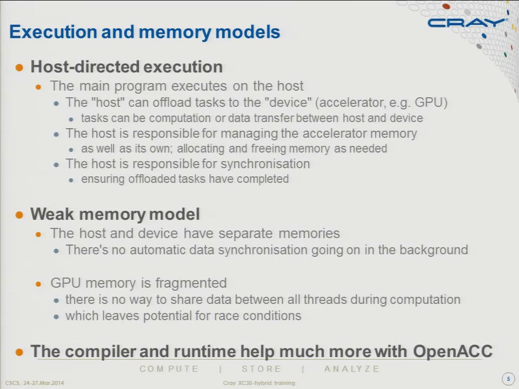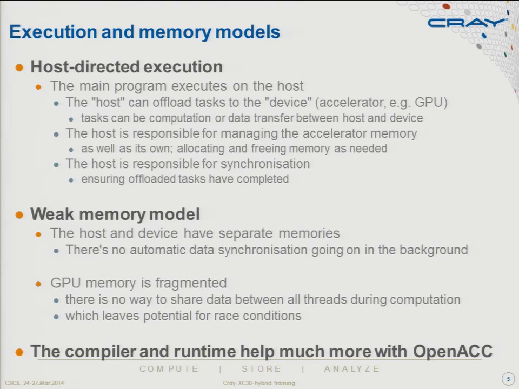Now, execution and memory models. I mean, if you're not a computer scientist, and I'm not, my eyes glaze over when people start talking about these things. But it is kind of important, but it's probably something you already understand, even if you don't understand it in exactly these terms. The CPU is essential. The CPU is in charge. Everything happens from the CPU.